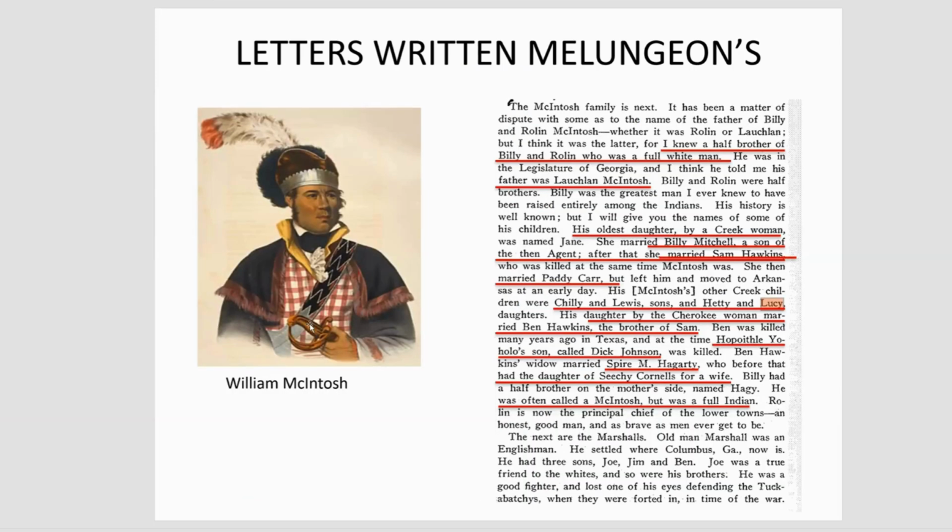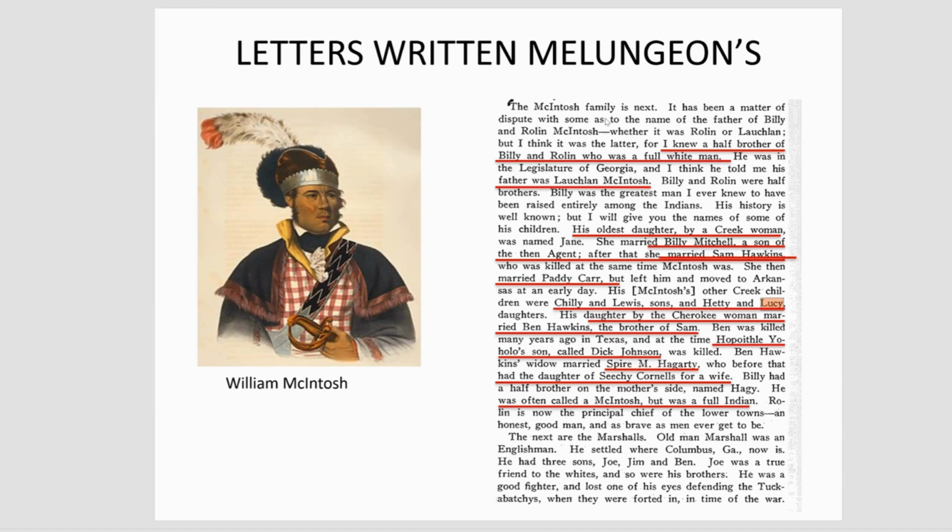I think I know, it'll come to me, who was writing this story. But basically he's saying the McIntosh family is next. So he's talking about all the different families of people that he's coming across. So here he's saying, "For I knew a half brother of Billy and Rollin, who was a full white man. I think he told me his father was Lakeland McIntosh." So we know the McIntosh are mixed. Billy and Rowland were half brothers.